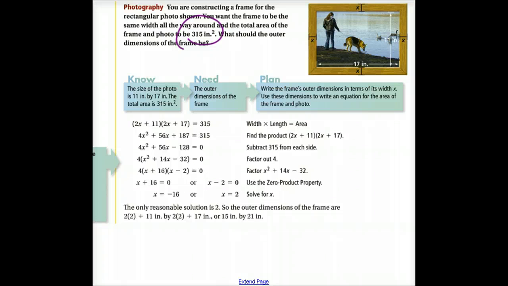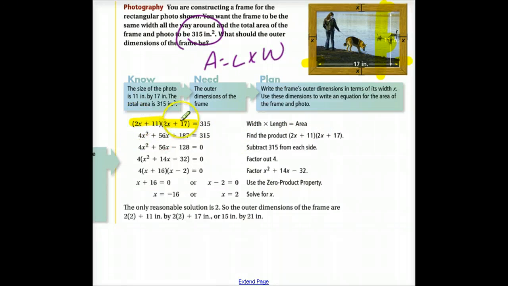All right. So to find area, I need length times width. We already know what the area is because we want it to be 315. So I'll just use my highlighter as we go here. All right, the length, so right here, well, the picture's 17 inches, but we're adding x on each side. So it's 2x plus 11. And the width going this way is our 11 inches plus, again, the 2x's on the side. So 2x plus 17. That multiplied together will get our 315 area.